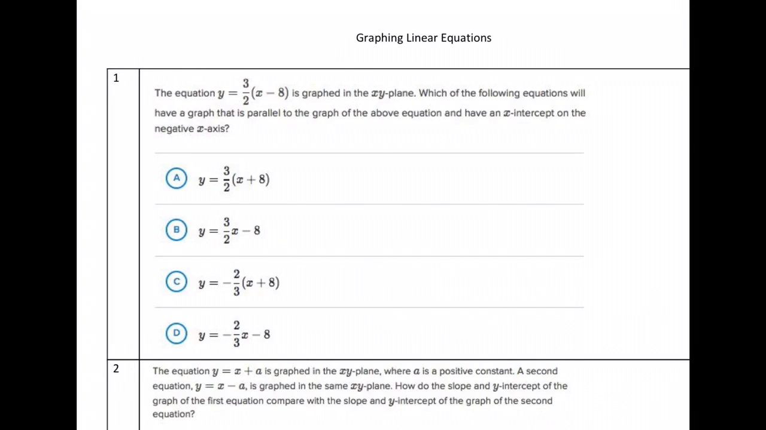Graphing linear equations. Number 1. The equation y is equal to 3 halves times the quantity x minus 8 is graphed in the xy plane. Which of the following equations will have a graph that is parallel to the graph of the above equation and have an x-intercept on the negative x-axis?